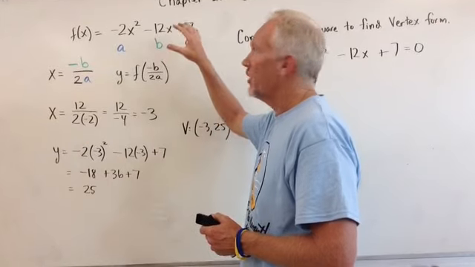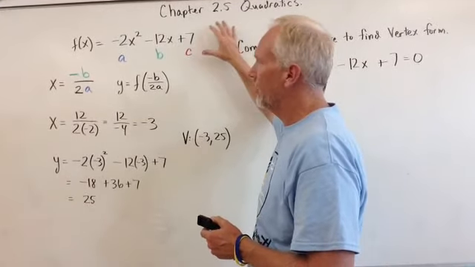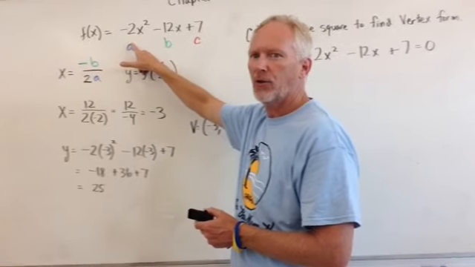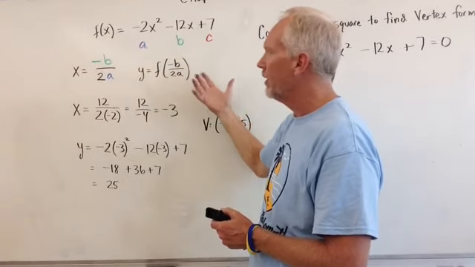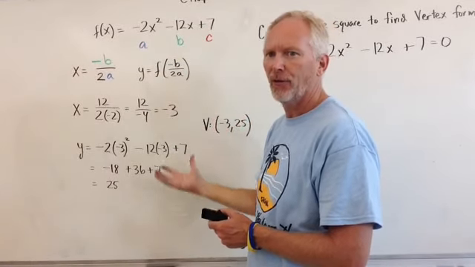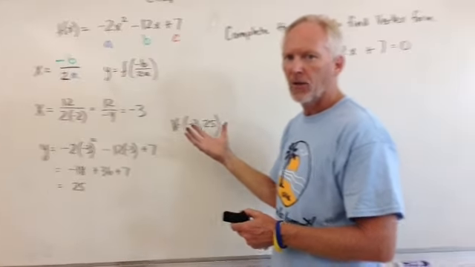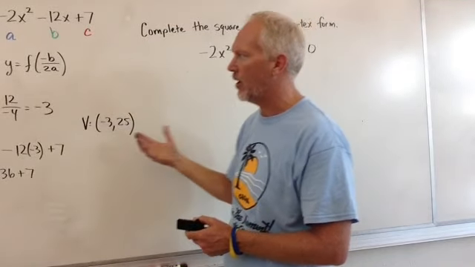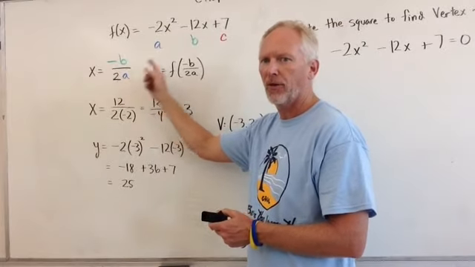Okay, so we have chapter 2.5. We're doing quadratics still. Here we have a function f of x equals negative 2x squared minus 12x plus 7. And we're asked to find the vertex of this standard form and then compare that with what we find when we use the completing the square method. So let's go ahead and find the vertex using the standard form method.